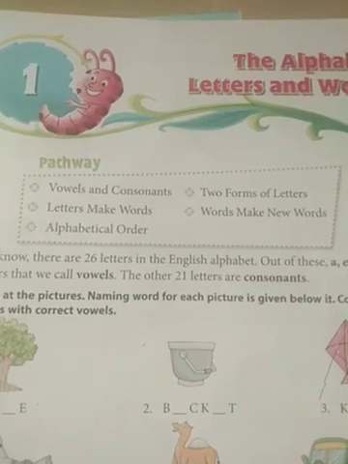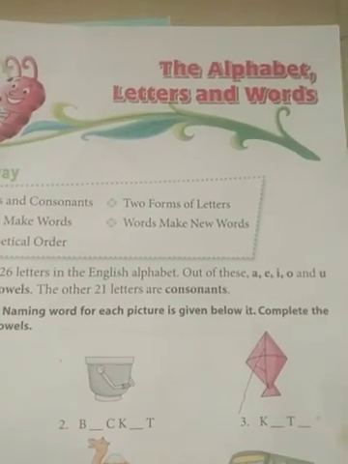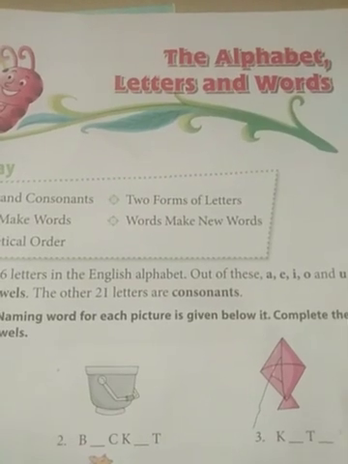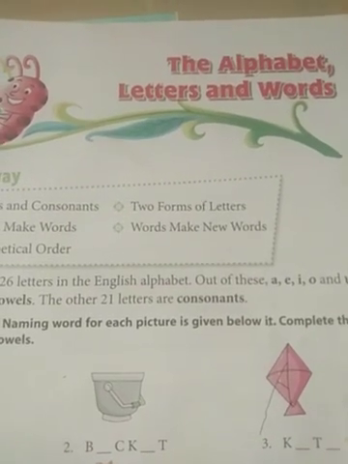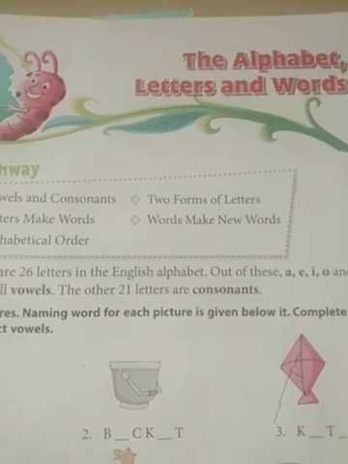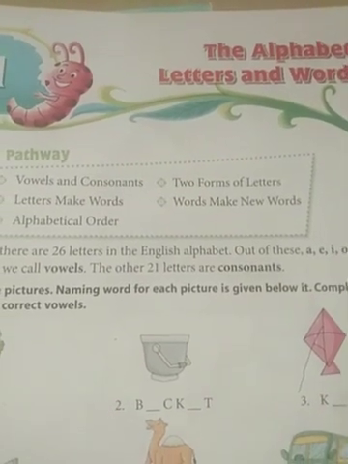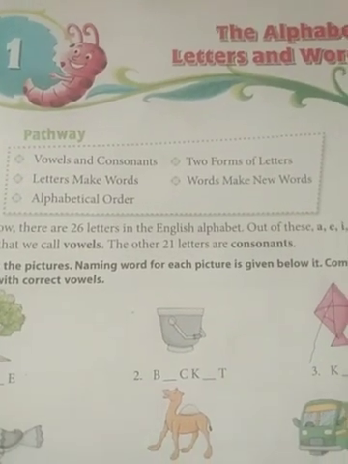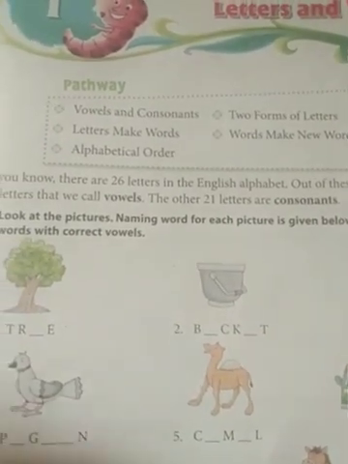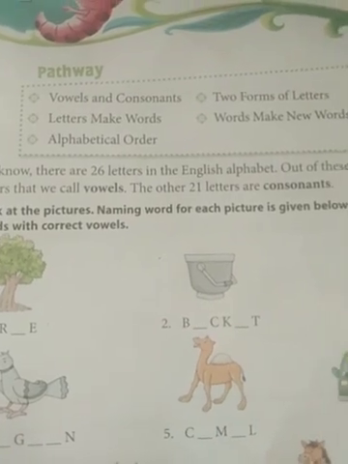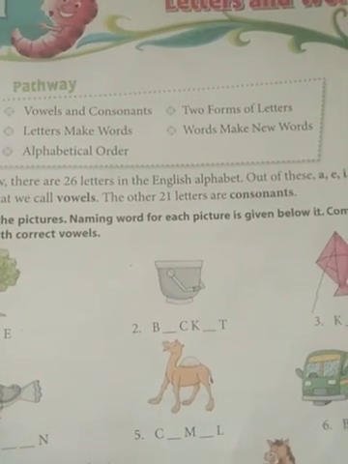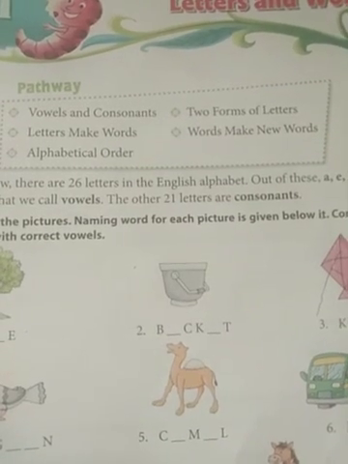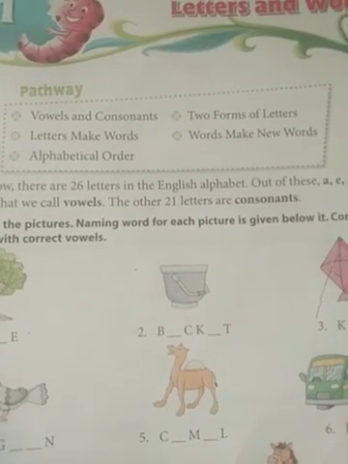Now we'll see how the words are formed. If I write I-N, in, we read it as in. It means there are 2 letters, I and N. When letters come together, they form a word. Again, M-A-N. I have taken 3 letters. 3 letters together formed one word, that is man.